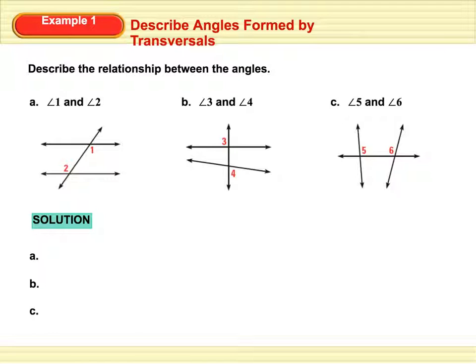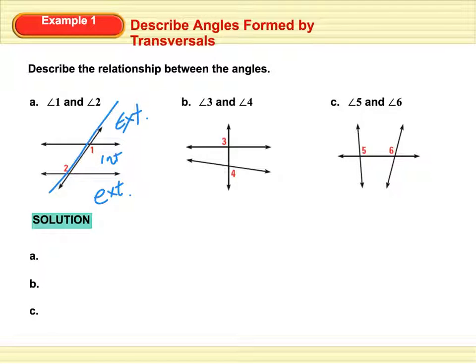Okay, so let's do an example then. Describe the relationship between angles 1 and 2. First of all, let's identify which one is the transversal. The transversal is the one that cuts through two other coplanar lines. So it will be this one in blue. Okay, and obviously this would be the interior, and this would be the exterior, and this would also be the exterior. So 1 and 2 are interior angles, right?